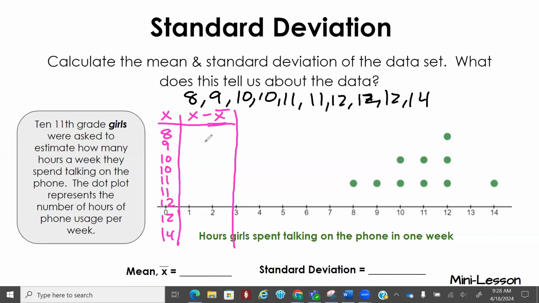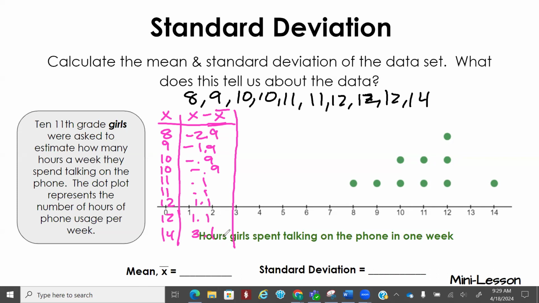I'll show you. 8 minus 10.9 is negative 2.9. 9 minus 10.9 is negative 1.9. And then 10 would be negative 0.9. And then the 11 would be negative 0.1.